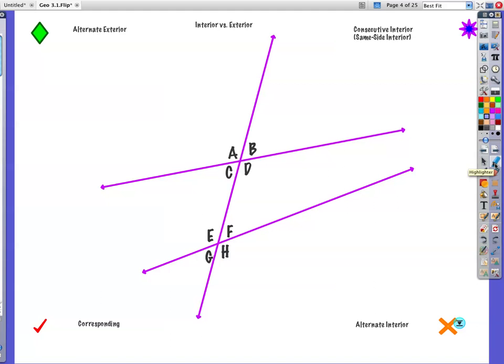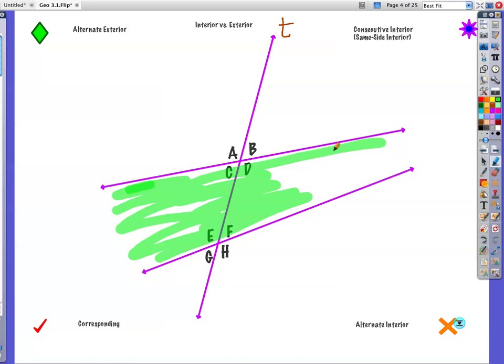Interior, first of all, I want to mark down our transversal. I'm considering this as our transversal. It's coming through the other two lines. And the interior is what is considered to be on the inside of the lines that are not my transversal. Okay, so I'm going to highlight this. That is considered the interior.